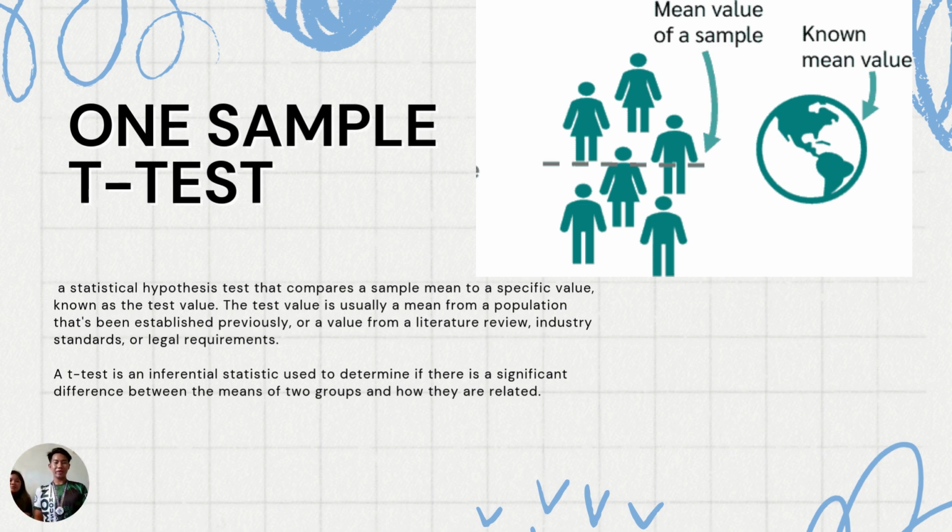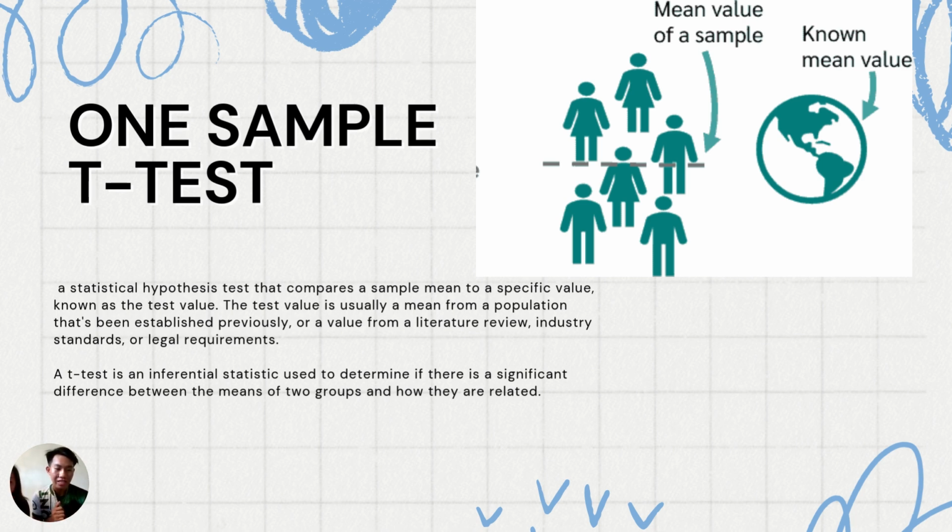So, first one is one sample test. One sample test means a statistical hypothesis test that compares a sample mean to a specific value, known as the test value. The test value is a usual mean from a population that's been established first, or a value from a literature review, industry standards, or legal requirements.